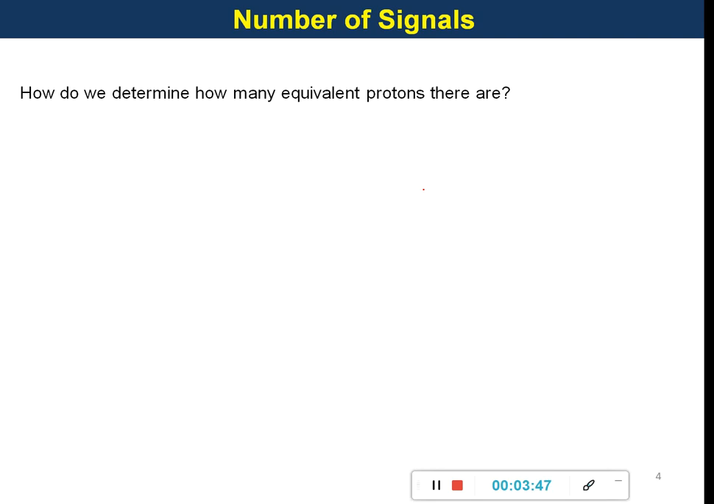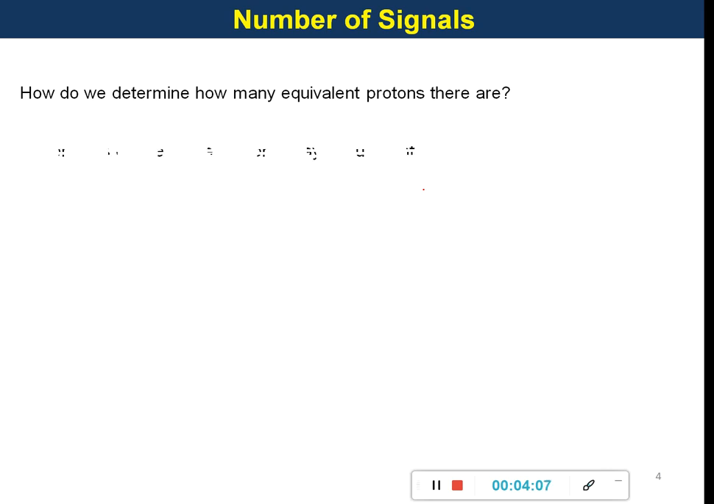There are different protons present in a given molecule, and each proton resonates with a different frequency. Hence we get various numbers of signals.